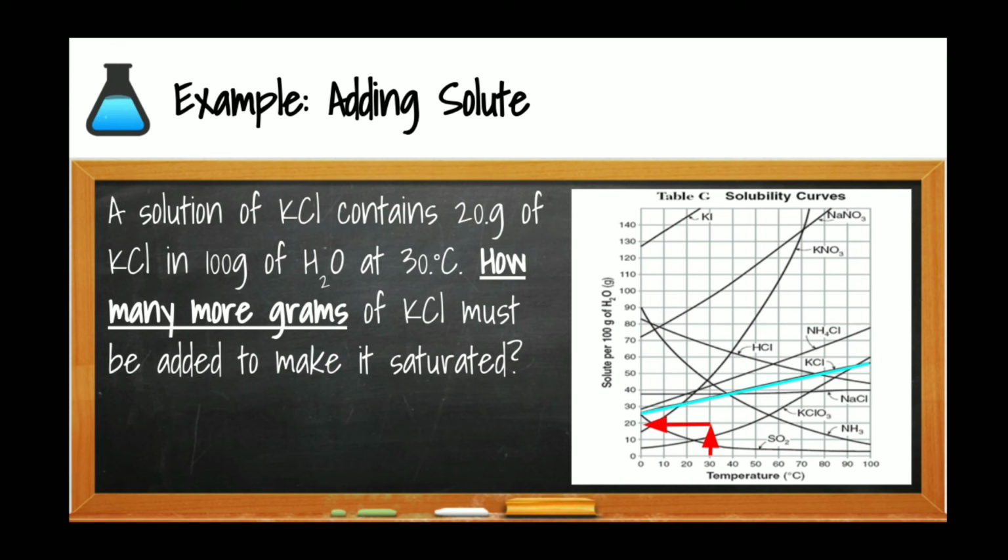But since we want to be saturated, we want to be directly on the line when our X is 30. So what we really want to do is figure out how much more we're going to have to add. We know we have 20 grams in, but we can look here and we see that the saturated point is about 35. So we're basically looking for how much more do we have to add to get to that line. The difference is about 15 grams.